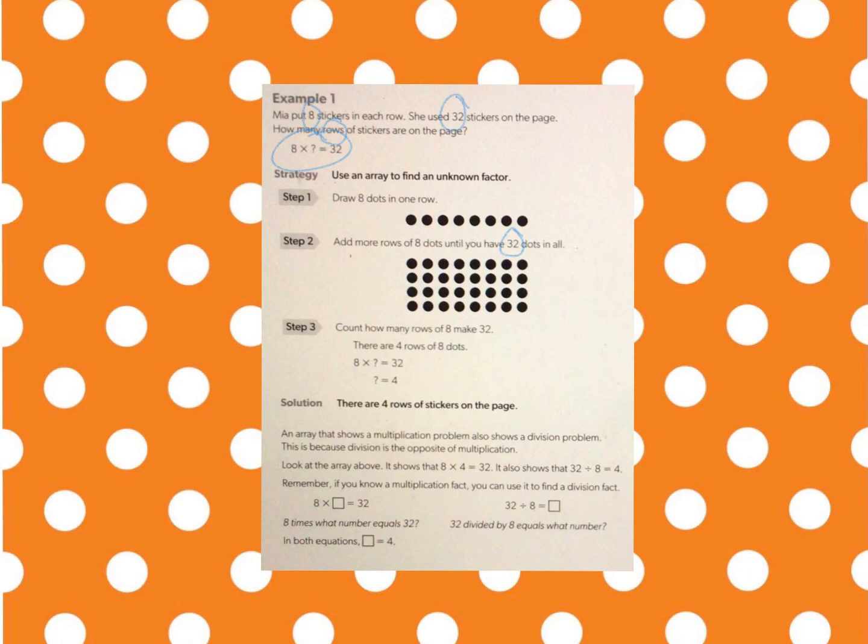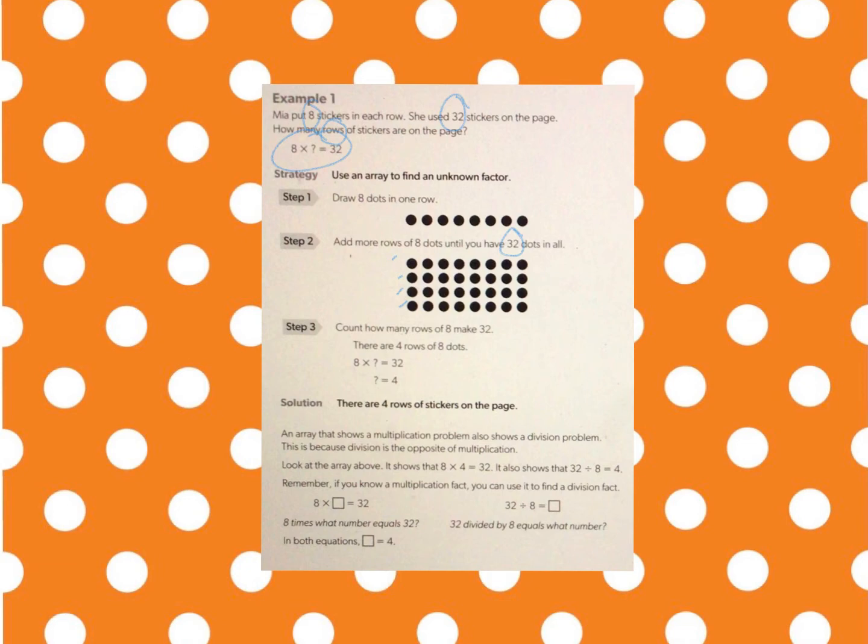So count how many rows of 8 make 32. There are 1, 2, 3, 4 rows of 8 dots. So 8 times something equals 32, and that something is 4. Our solution: there are 4 rows of stickers on that page.